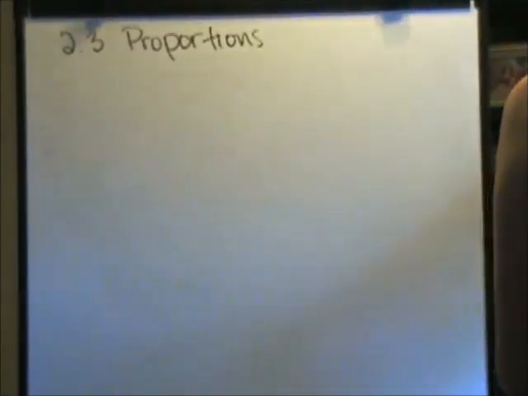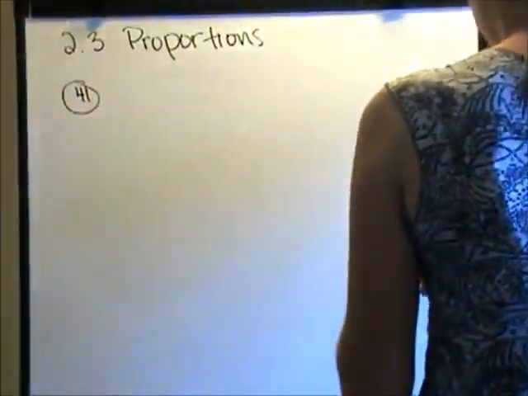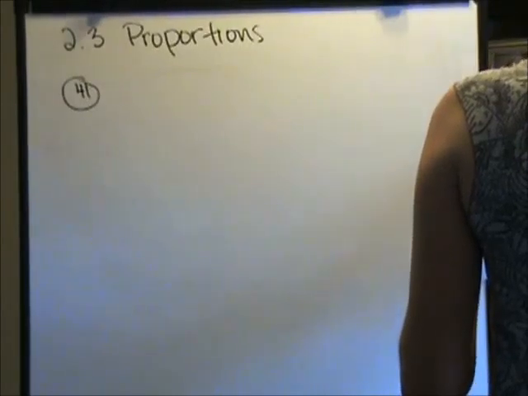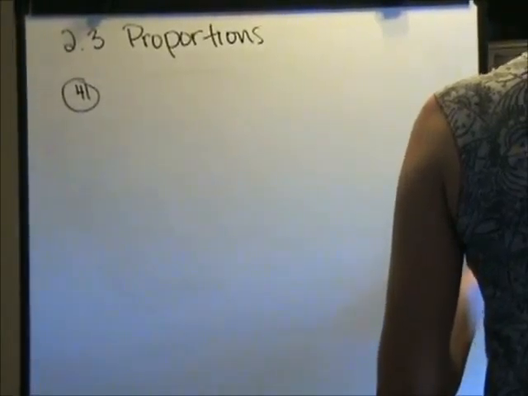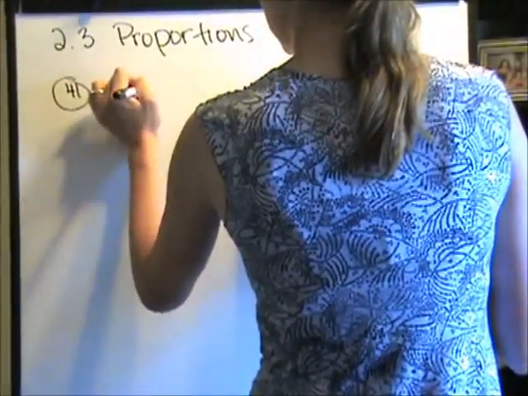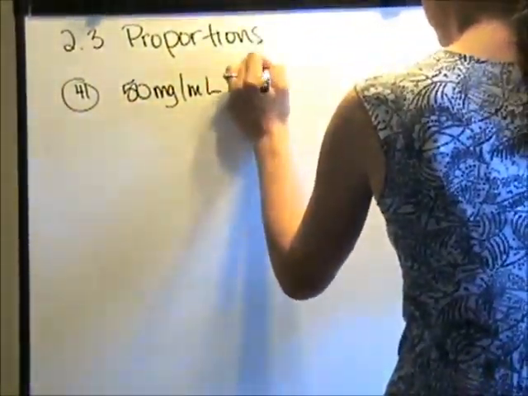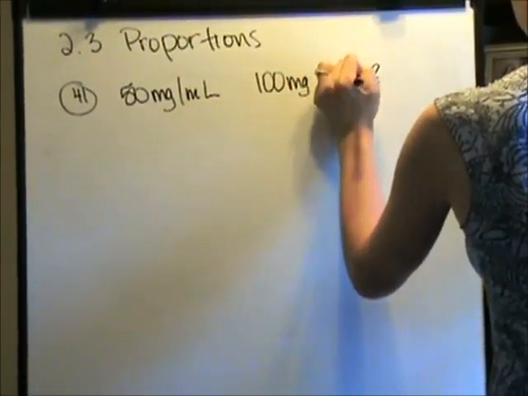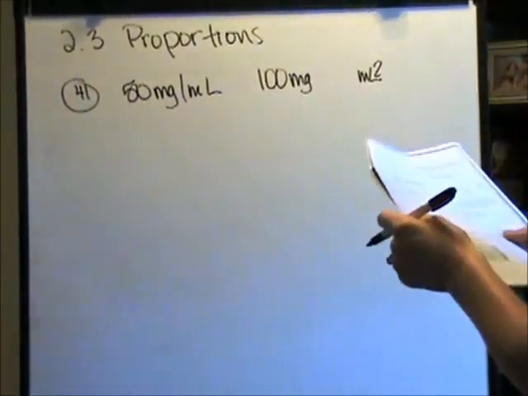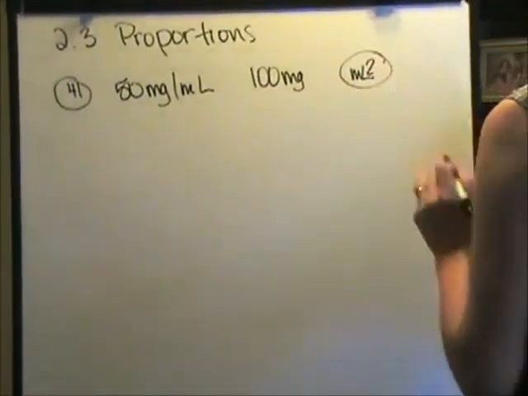All right, let's look at one of the application problems, number 41. Set up a proportion using x as the unknown and solve the following. Explain in your own words how you set up your proportion. A drug is available as 50 milligrams per milliliter. The order calls for 100 milligrams. How many milliliters will you prepare? So the most important thing when you're looking at the question is, what are we trying to find? And in this case, we're trying to find milliliters. So we know that's going to be x. X is going to be milliliters.